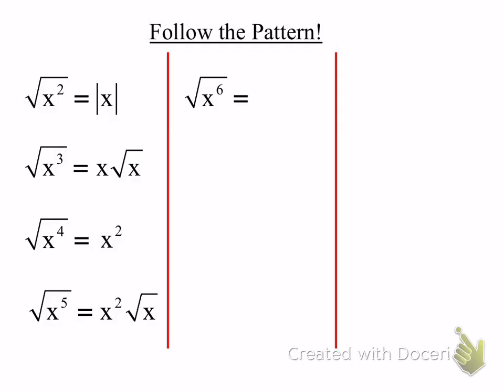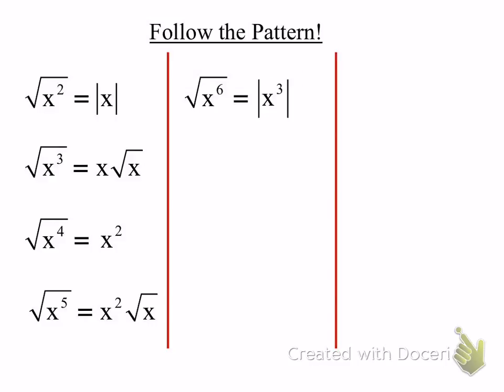X to the 6th. Jonah? I'm going to say that the square root of x to the 6 is x cubed. But now, remember what I said? What happens if that x cubed is a negative number? A square root can't equal a negative. So what do I have to do? Put it in the absolute value. Yes. I'm putting it in the absolute value.